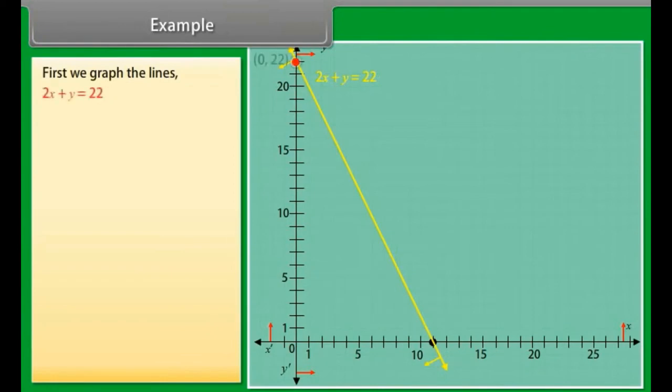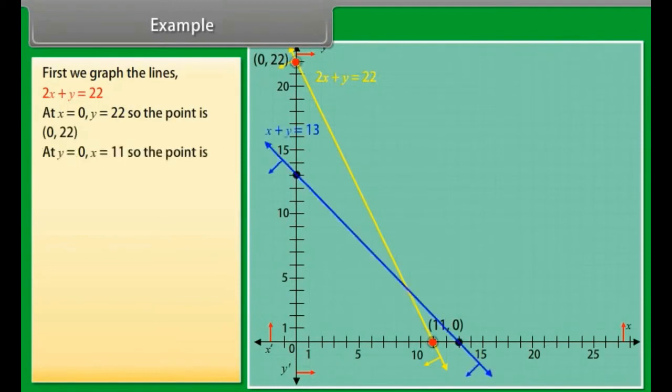2x plus y equals 22. At x equals 0, y equals 22. So, the point is 0, 22. At y equals 0, x equals 11. So, that point is 11, 0.